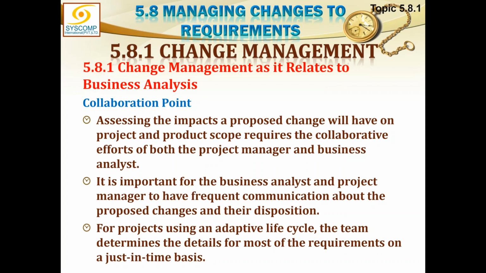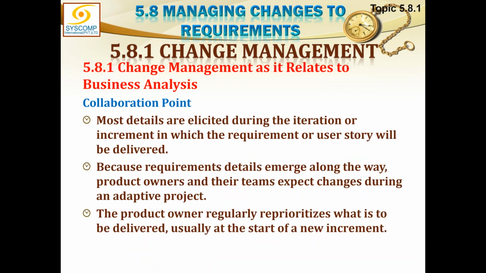For projects using an adaptive life cycle, the team determines the details for most of the requirements on a just-in-time basis. Most details are elicited during the iteration or increment in which the requirements or user story will be delivered. Because requirements details emerge along the way, product owners and their teams expect changes during the adaptive project. The product owner regularly reprioritizes what is to be delivered, usually at the start of a new iteration.